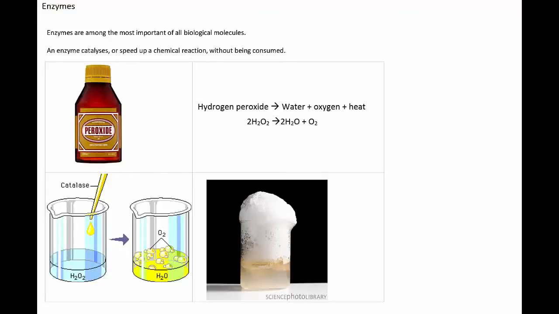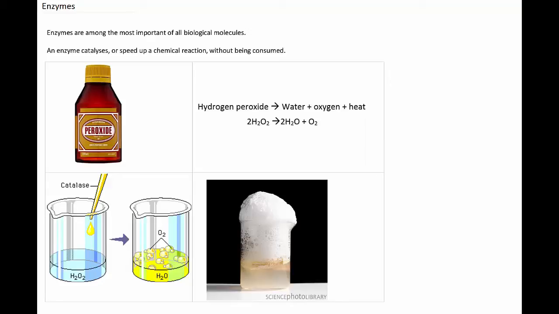Enzymes are among the most important of all biological molecules. I always joke with students that if you're unsure of an answer to a question on a biology exam, if you write something about enzymes, you're probably going to get some partial marks for that, because that's how important enzymes are. So, what is an enzyme?